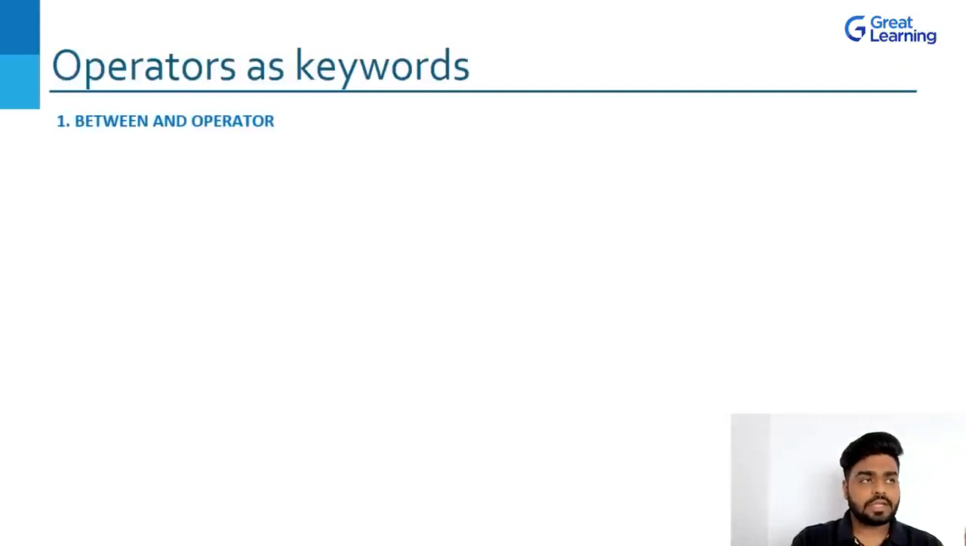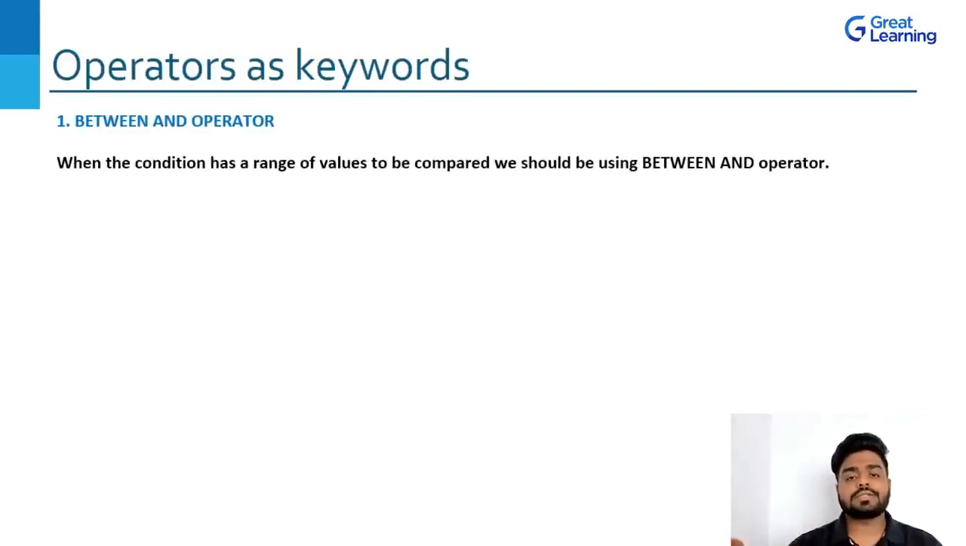Now what is this between and operator? Let's say I have the relational operator and I want the age greater than 20, or lesser than 20, or equal to 20. But what if I want the age to be between 20 and 22? Then what will happen? So how do we solve that? To solve that, we will use this kind of operator which acts as a keyword. We don't actually use symbols, but we use a keyword to do this. When the condition has a range of values to be compared, we should use the between and operator.